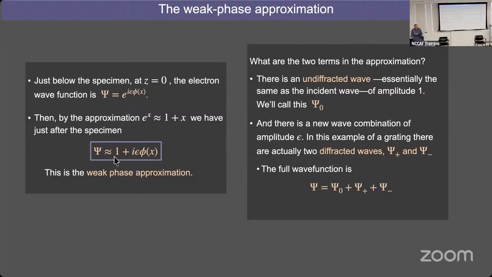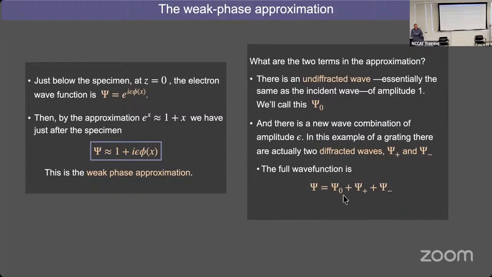Now there are 2 terms here, and these have physical meaning. This term 1 says, after the wave has passed through the specimen, there's still the original undiffracted wave propagating through, and this approximation actually gives it the same magnitude as it was before. That's why it's an approximation, but it's close. And then there's this imaginary part, and it turns out that this can be represented as 2 diffracted waves.